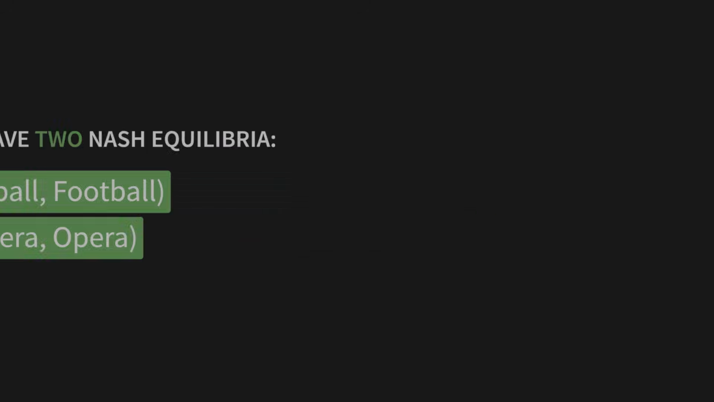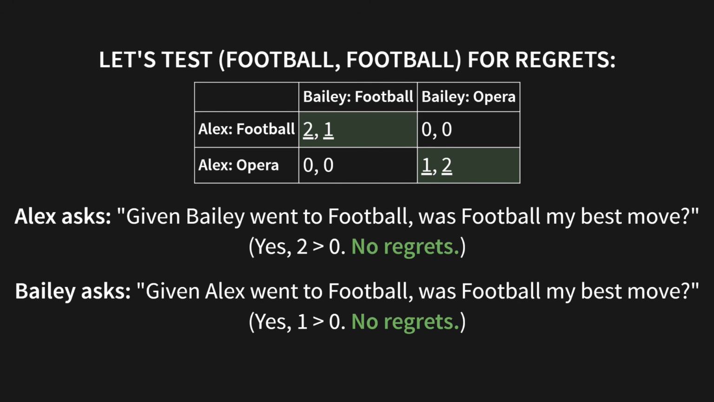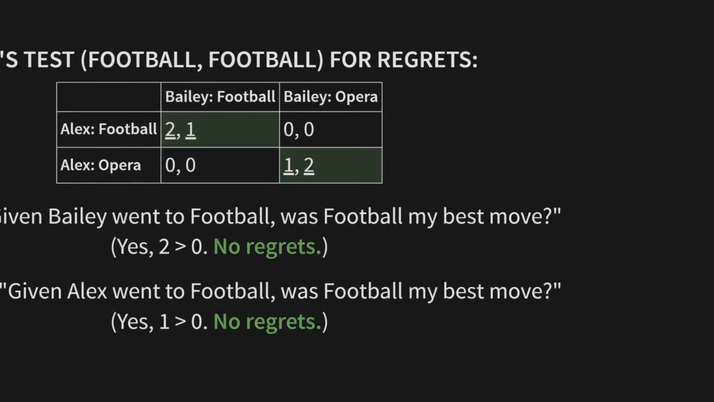Let's test the first one, football, football, for regrets. Look at the top left cell. Alex asks, given Bailey went to football, was football my best move? Yes, a payoff of 2 is better than 0. No regrets. Then Bailey asks, given Alex went to football, was football my best move? Yes, a payoff of 1 is better than 0. No regrets. It's a stable point.